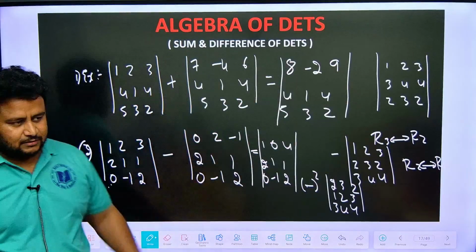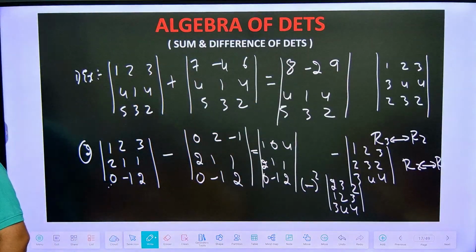Write down this example. This is algebra of determinants, not matrices.